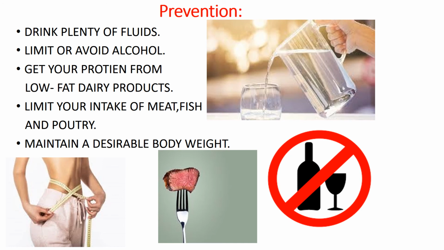Get your protein from low fat dairy products. It has a protective effect against gout, so these are your best bet protein sources. Limit your intake of meat, fish, and poultry. A small amount may be tolerable, but pay close attention to what types and how much seems to cause problems for you.